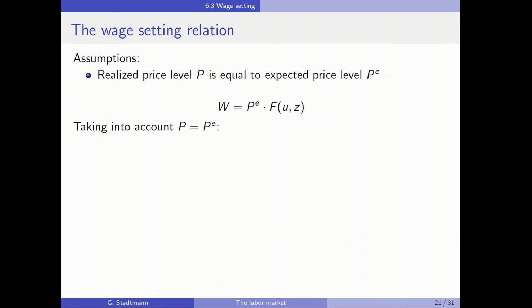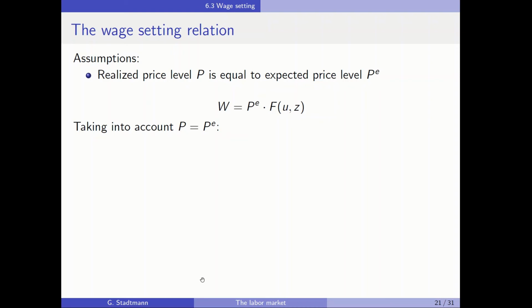The wage setting equation. Let's come up with some assumptions. In chapter 6, we are assuming that the realized price level P is equal to the expected price level PE. So the agents do not make a forecast error. This is important in chapter 6. We will depart from this assumption in chapter 7, where we assume that P is not always equal to PE. So this is one special assumption we make in chapter 6.